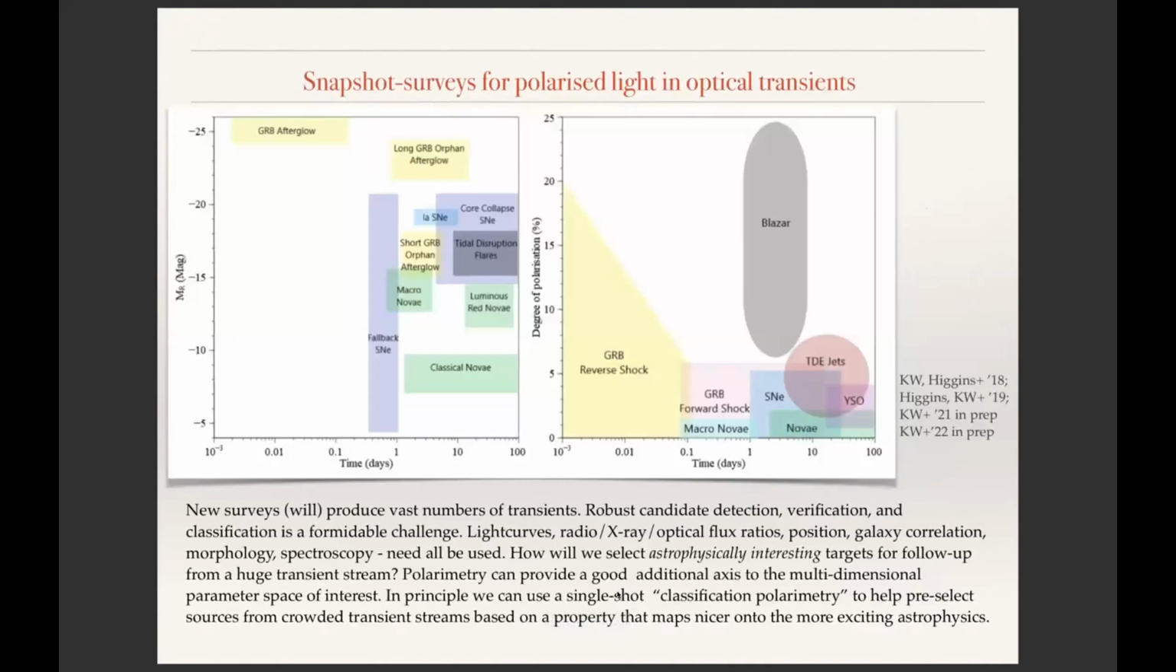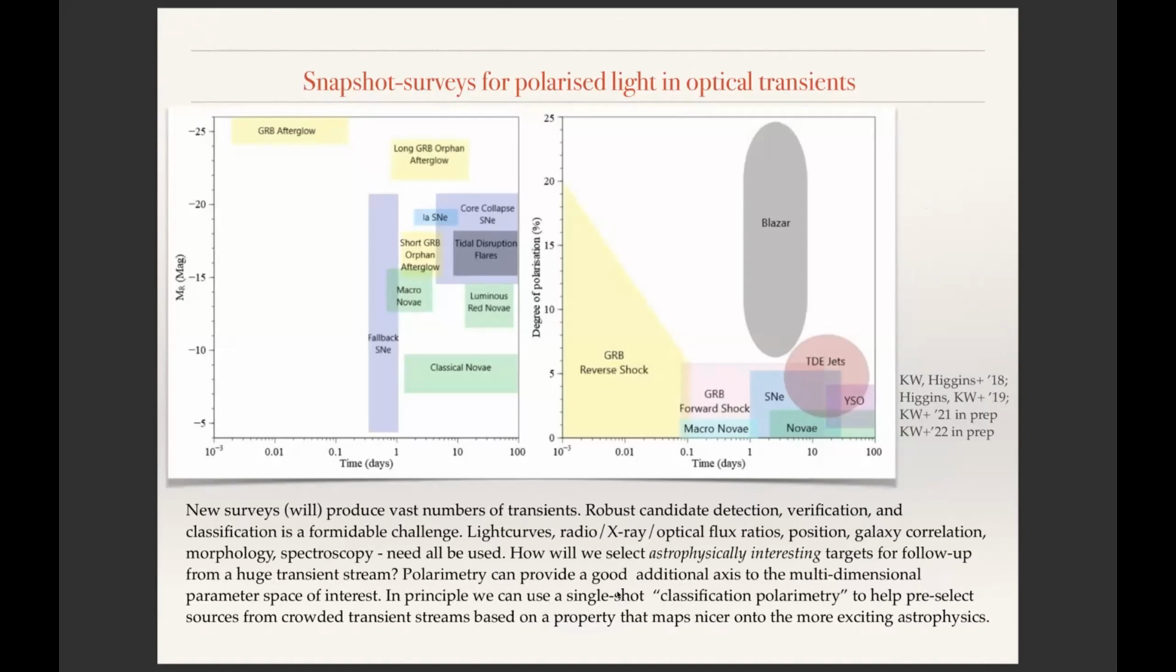So how could we do such a thing then in polarization space? The plot on the left is one you've seen before, probably from the LSST handbook. It's again characteristic timescale versus the absolute magnitude in the optical. You see this clustering of well-known sources of transients. And on the right, we made a similar sort of crude plot.